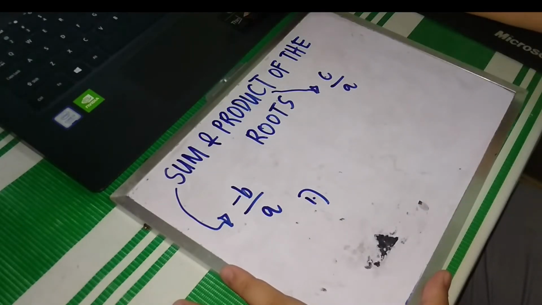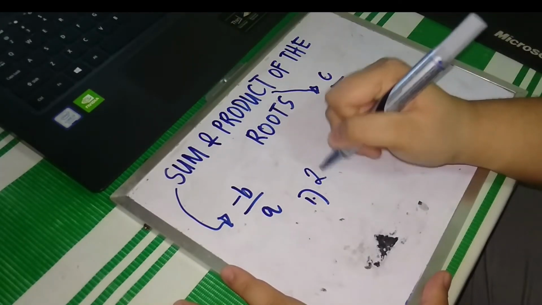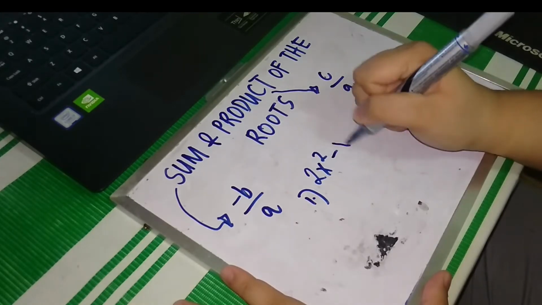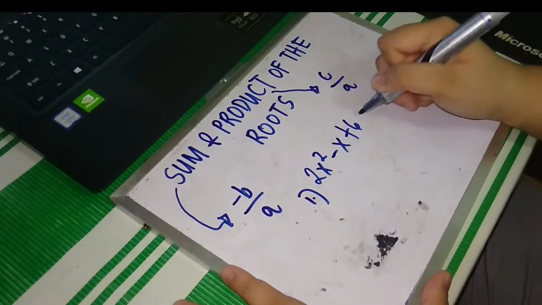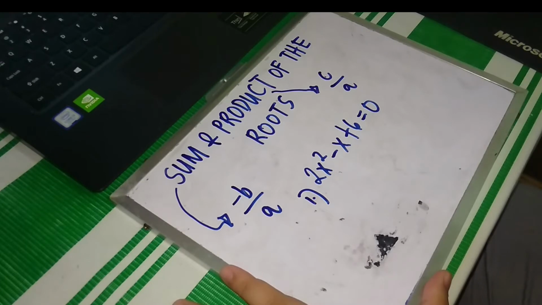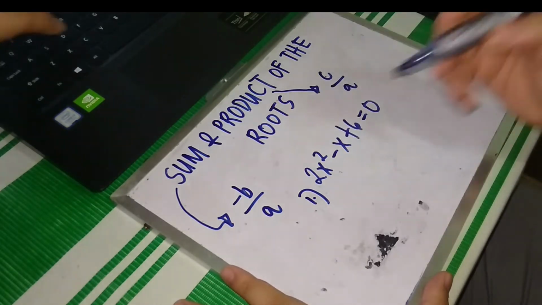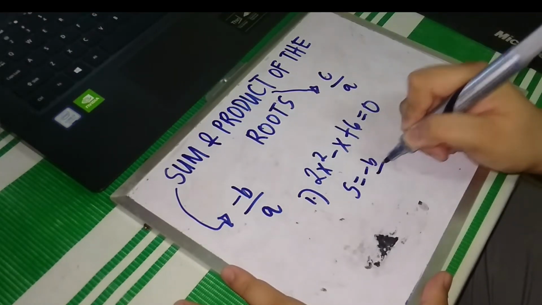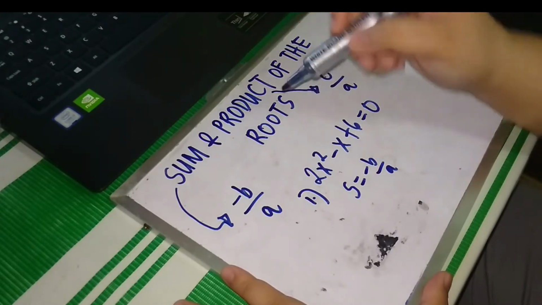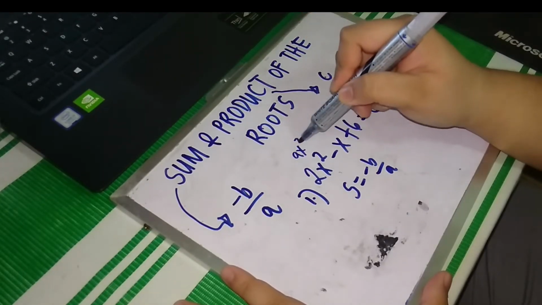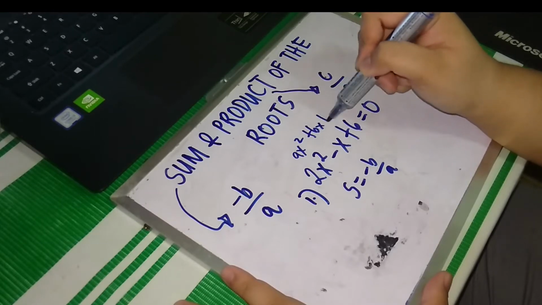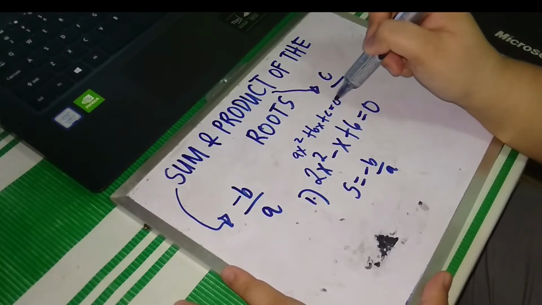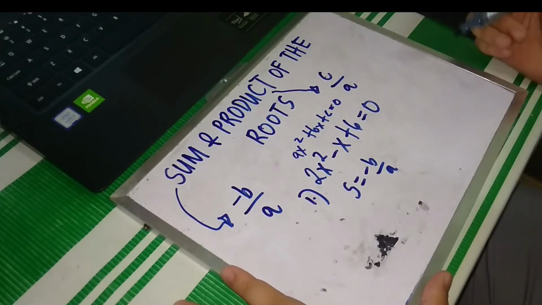So first example natin, 2x squared minus x plus 6 is equal to 0. So kung titingnan pa lang natin, makukuha na natin agad yung sum and product ng roots nito. So kunin muna natin yung sum. Dahil negative b over a siya, diba, nasa form siya ng ax squared plus bx plus c is equal to 0, yung quadratic equation formula natin.